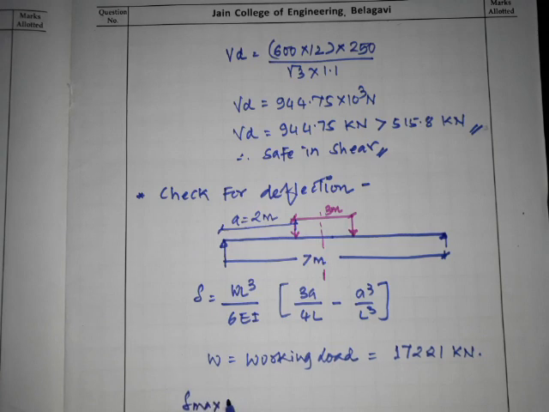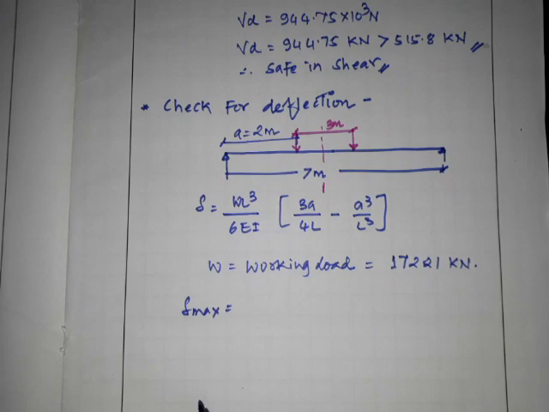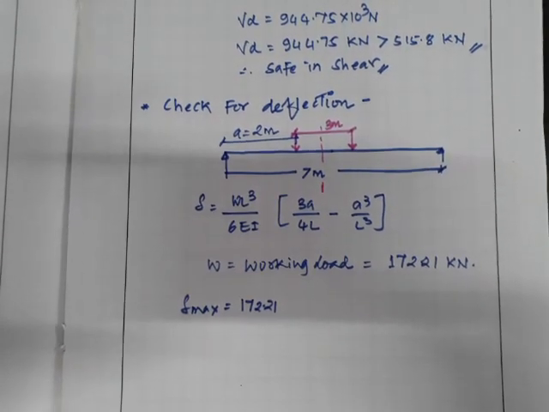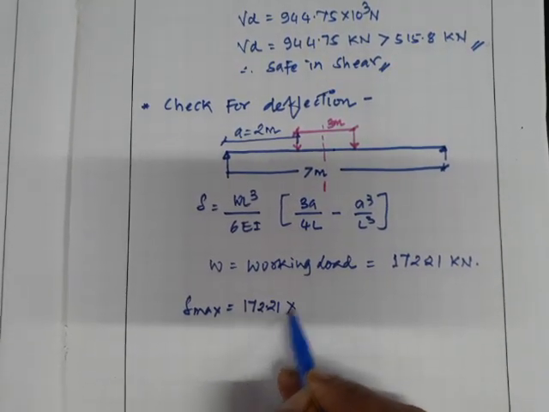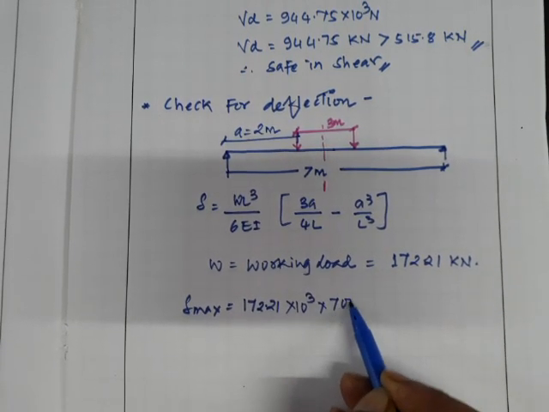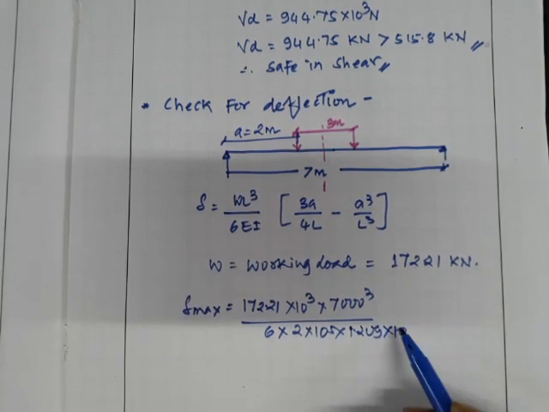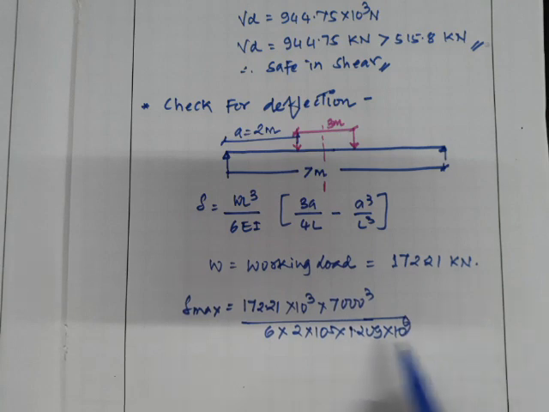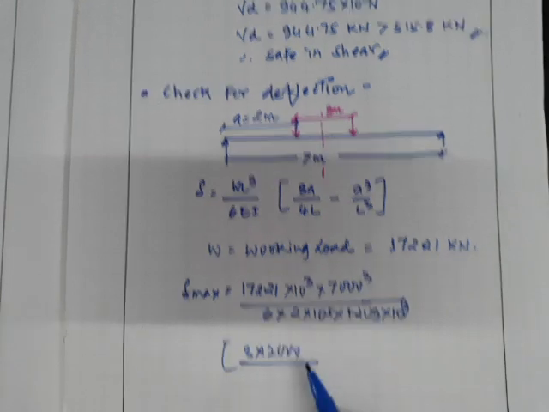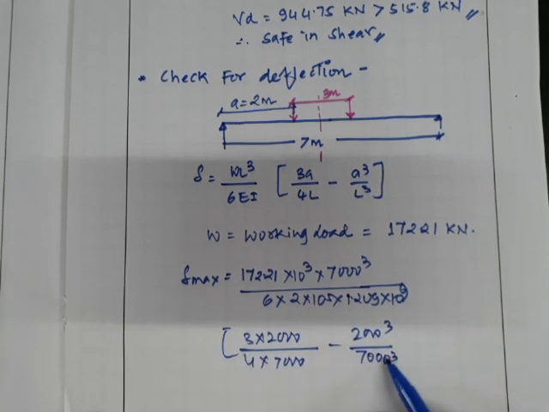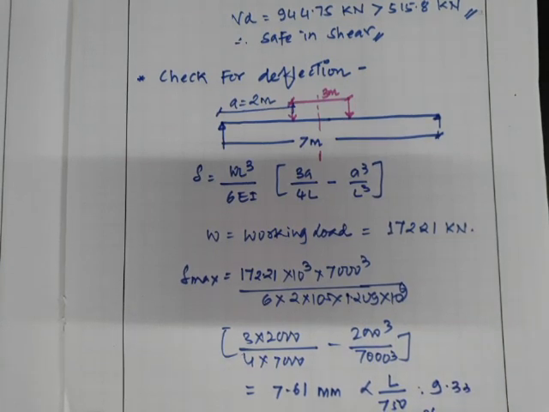So the delta max will be W is 172.21 into 10 raised to 3 into L cube divided by 6 E, E is 2 into 10 raised to 5, and 1.209 into 10 raised to 9 is the moment of inertia, into 3a is 2000 divided by 4L, minus a cube, 2000 cube divided by L cube, 7000 cube, and we will get 7.61 mm, which is less than the allowable limit for deflection L by 750, that is 9.33. So therefore again it is safe in deflection.